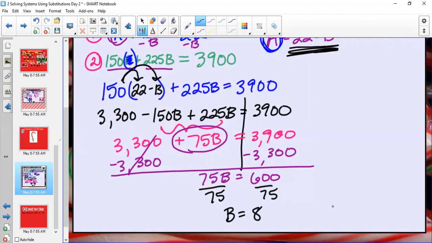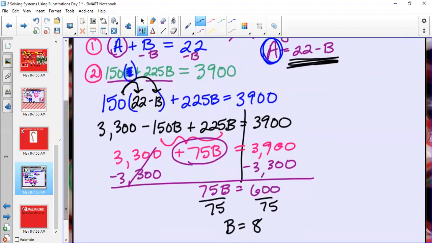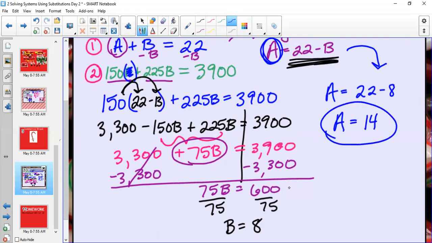Now I want to figure out how many fax machines I am selling of type A. If you remember, the easiest way to figure that out is to go back to your magic equation, which is right here, the 22 minus B. So fax machine A is going to be 22 take away 8. So fax machine A, I would be selling 14 of those. So I'm going to sell 14 of the first kind and 8 of the second kind. That would give us a total of 22 machines, and it would also give us another total of $3,900.